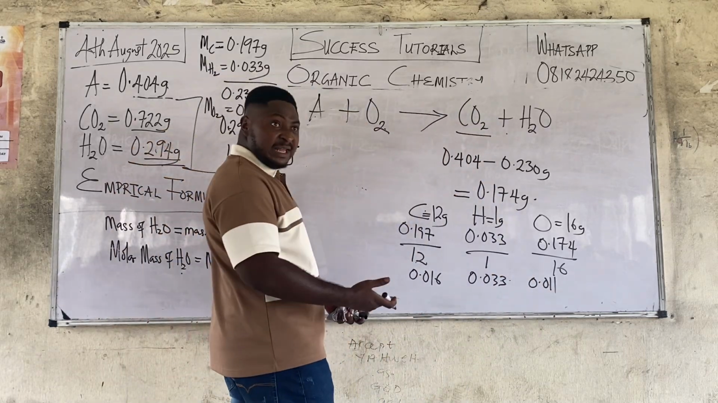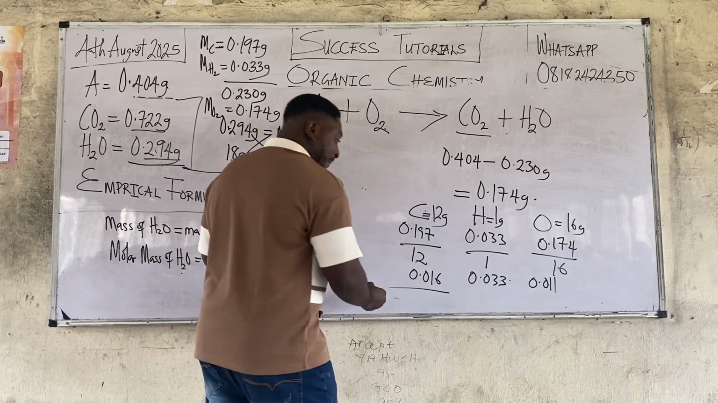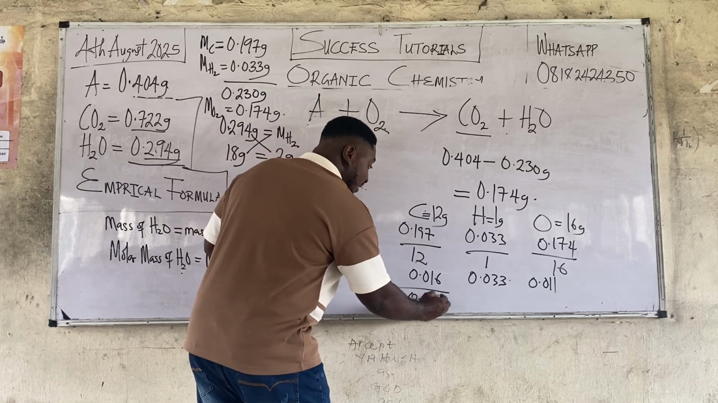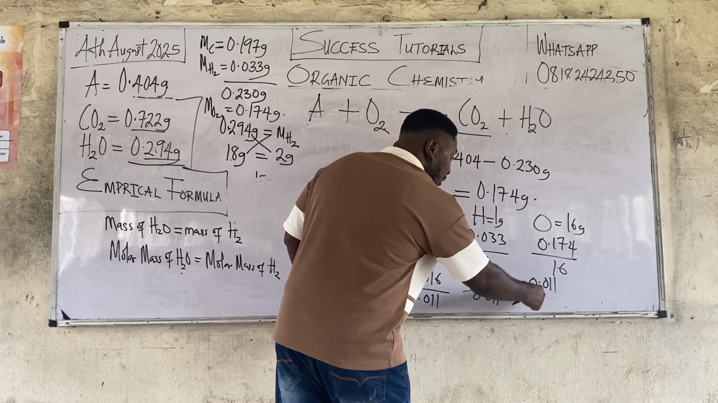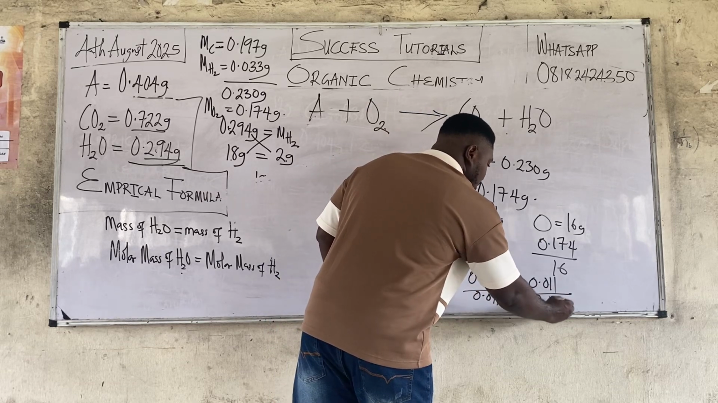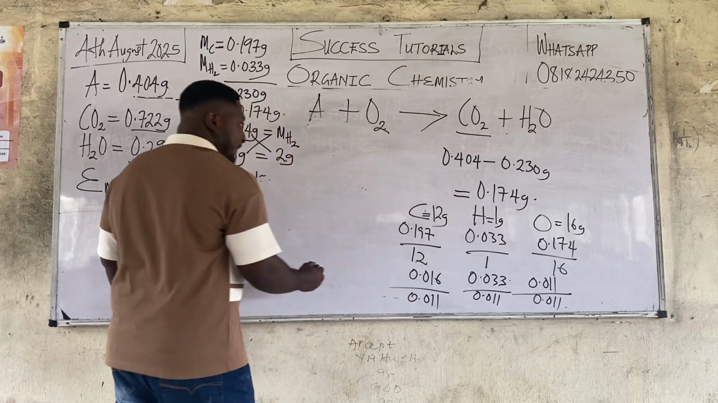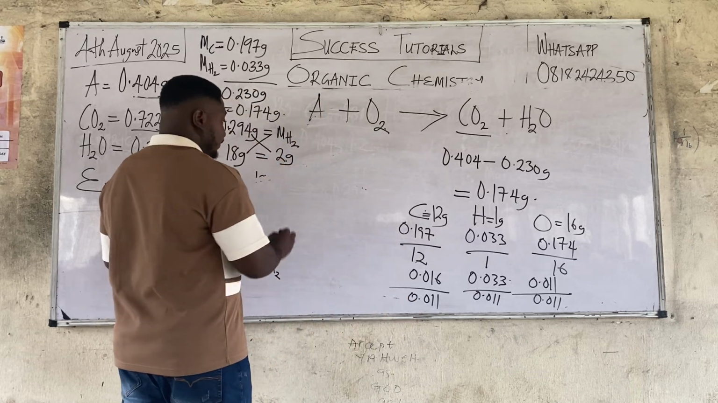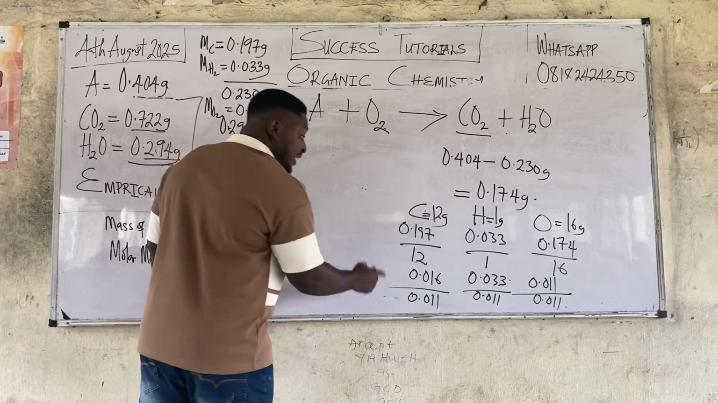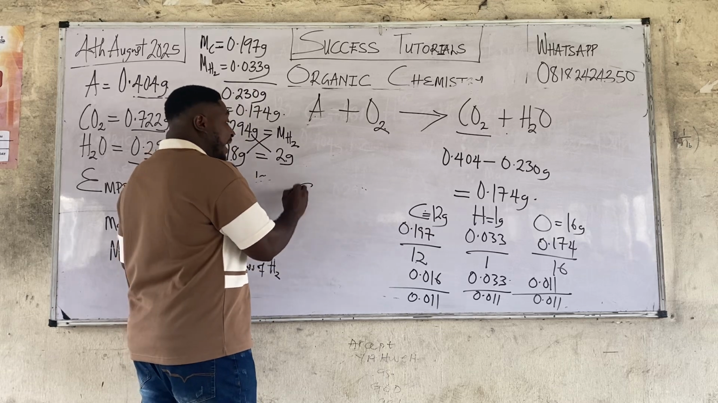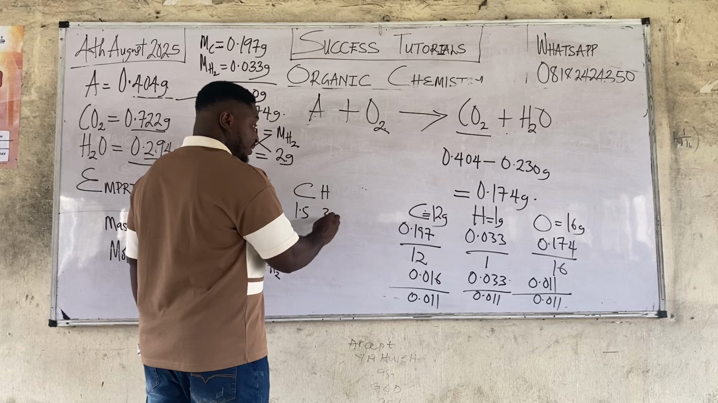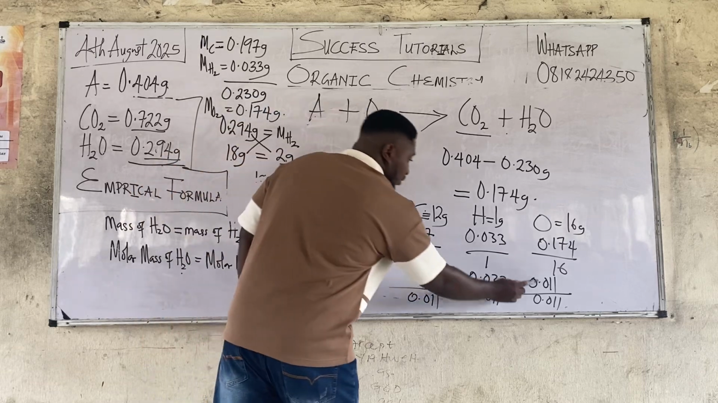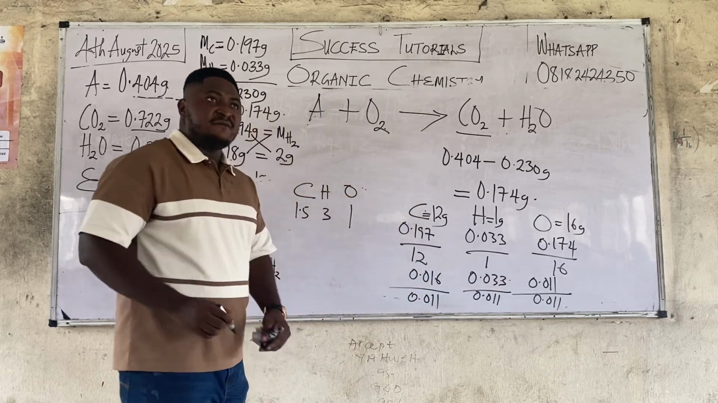Now, start dividing by the smallest, right? So you're now in familiar territory. We are now dividing by 0.011, because 0.011 is the smallest. What are we going to have there? The first one gives 1.5. So the carbon gave us 1.5. Hydrogen, what did it give us? 3. And what did the oxygen give us? 1. Class, very important stage now.